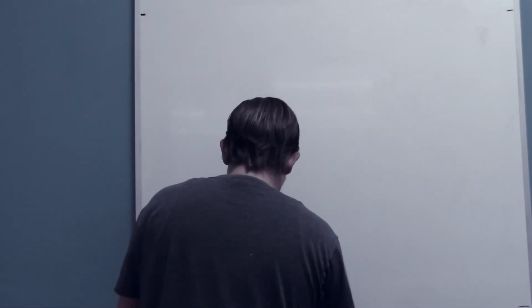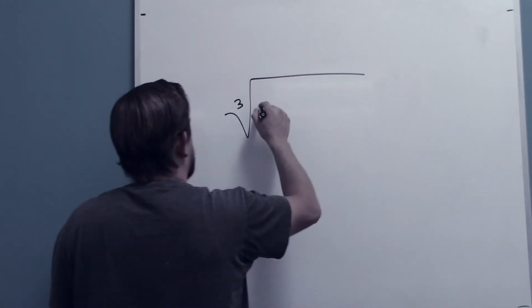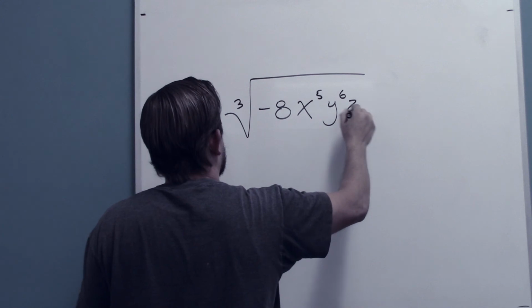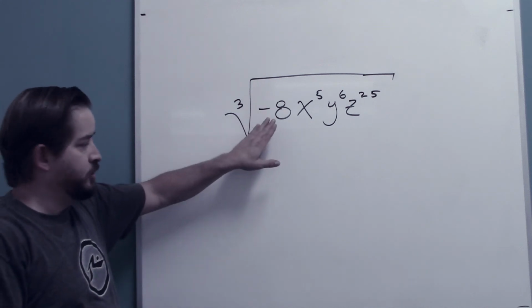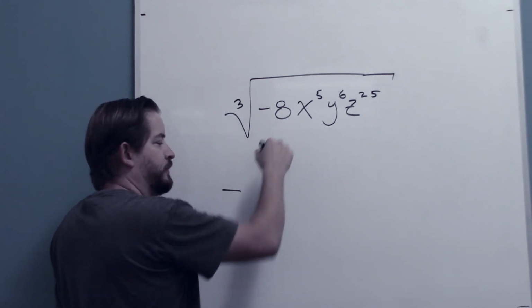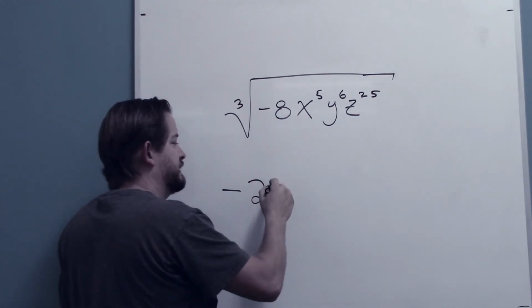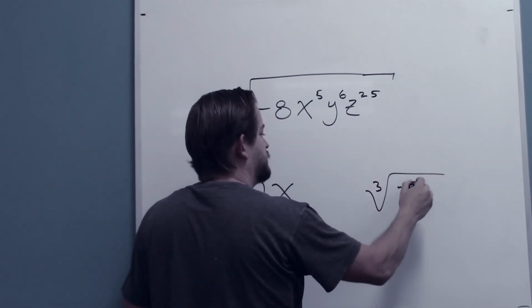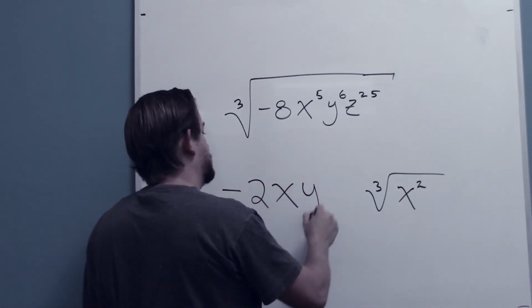All right, let's take a look at one more example here. We might be asked to simplify something like, say, the cube root of -8 x to the 5th, y to the 6th, z to the 25th. So I'm going to take the cube root of every single one of these. Negative means that my answer is going to be negative. The cube root of 8 is 2, because 2 times 2 times 2 is 8. There's one group of 3 x's, and I'm going to have some stuff left over. That is, 2 of my x's are left over. There's 2 groups of y's, and that goes nice and evenly.